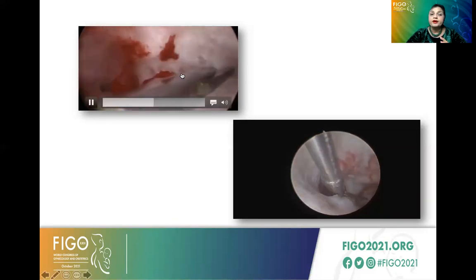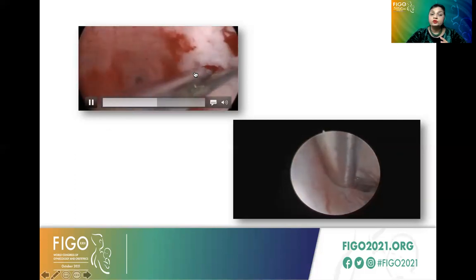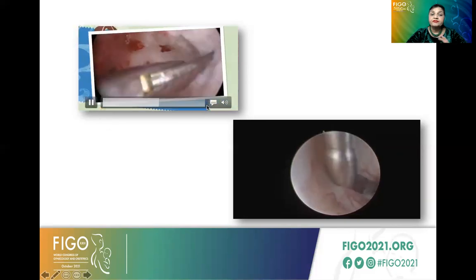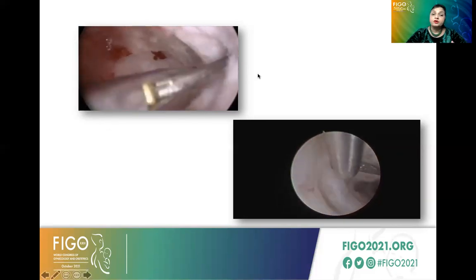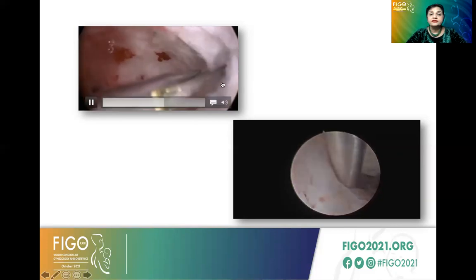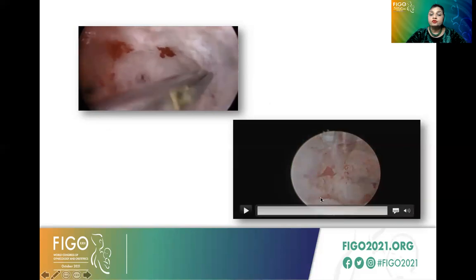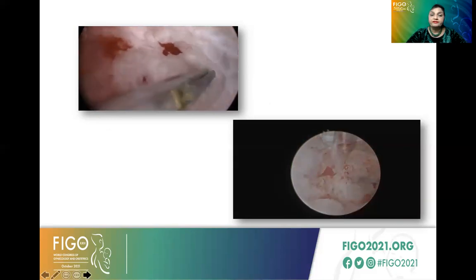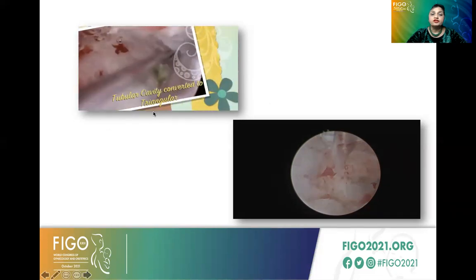Always remember, you may not have to do everything in one go. You may do this in two sittings, giving first a partial adhesiolysis, then hormonal treatment, and then again a second look hysteroscopy and completing the job, because you don't wish to perforate such cavities, because then you spoil all the purpose of fertility for this patient.